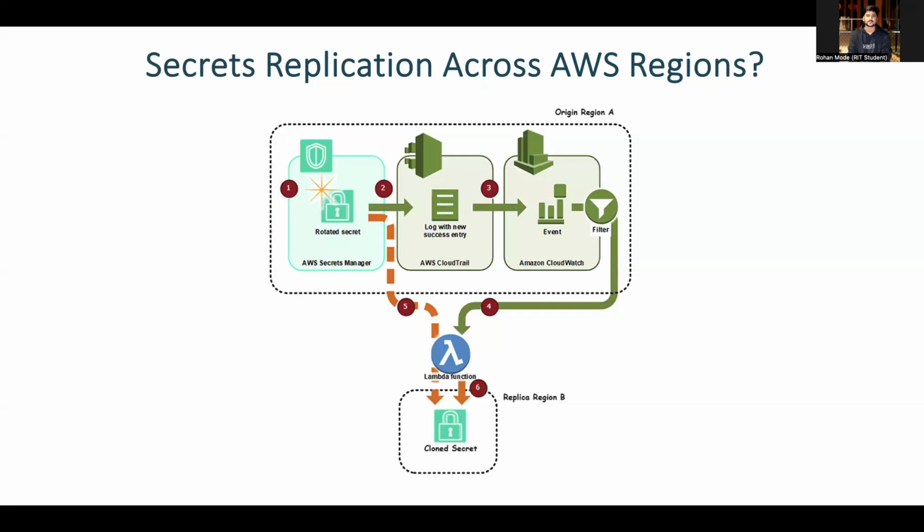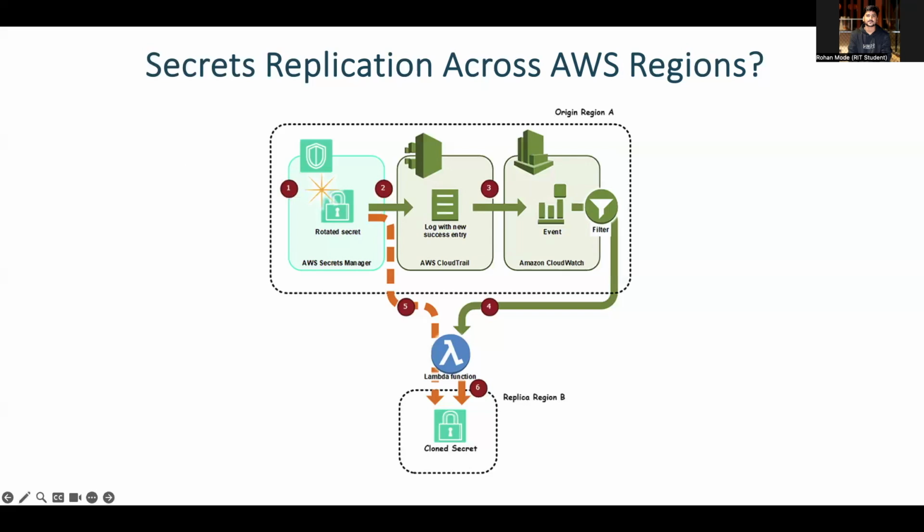So now, how is the log with the new success entry stored by AWS CloudTrail, and why? AWS Secrets Manager records this rotation event in AWS CloudTrail, which logs all API activities in your AWS account. For example, CloudTrail logs an entry saying the database password has been successfully rotated to password456. Now, an event notification in Amazon CloudWatch is generated based on that. CloudWatch filters the event to ensure it only processes secret rotation events that need replication. For example, CloudWatch ignores irrelevant events and focuses only on secret rotated events.